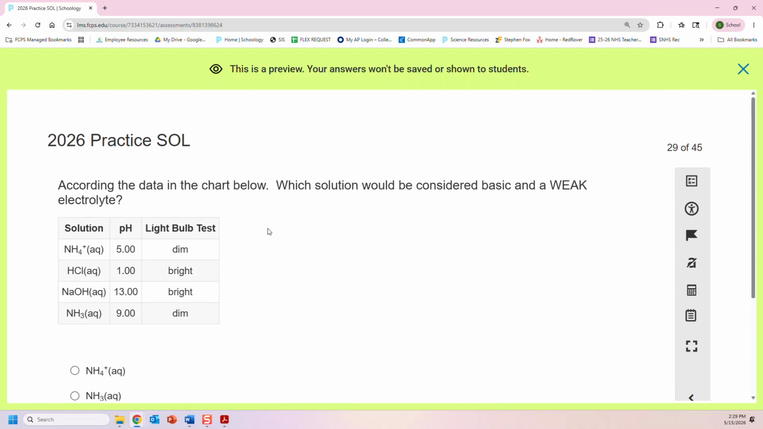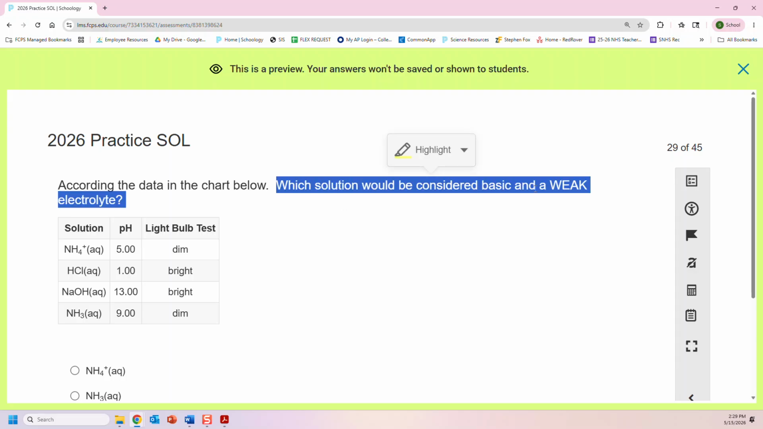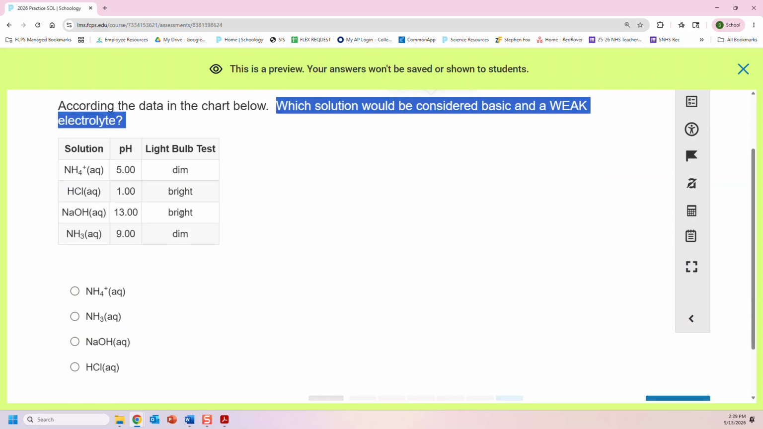All right. So here we got the light bulb test. It's talking about how strong of an electrolyte our solution is, and we get pH. So this is looking for a solution that would be considered basic and a weak electrolyte. We can cross out the bright light bulbs because that would be a strong electrolyte. So we know it can't be HCl and we know it can't be NaOH.